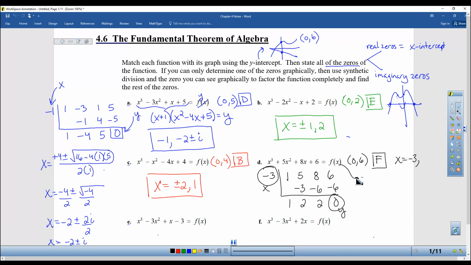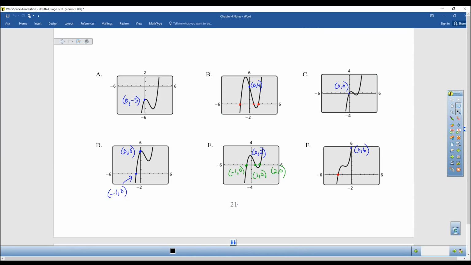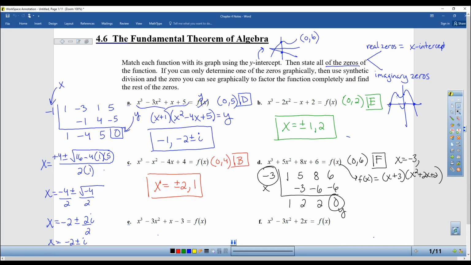So I can factor f of x into x plus 3, remember it's the opposite, times x squared plus 2x plus 2. And I don't have to even attempt to graph this. From the graph, I can see that there is no other real zeros. I know they're going to be imaginary. So I'm going to go straight to the quadratic formula.